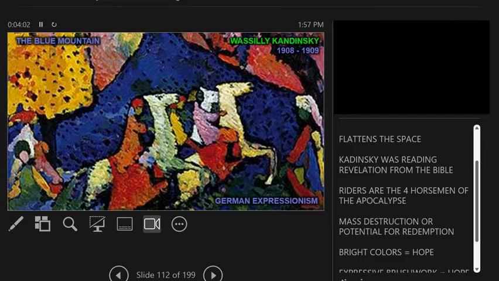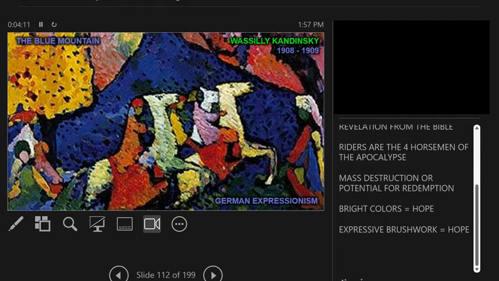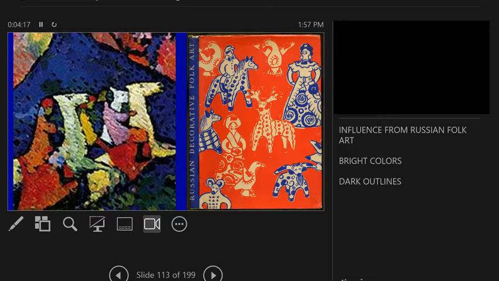It's very flat looking. And these bright colors are a symbol of hope, and the expressive brushwork is a symbol of hope. Once again, he's getting his influence from Russian folk art with these bright colors and these dark outlines.